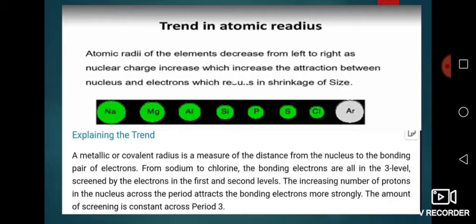Now the trend in atomic radius. When we go from left to right in the third period, atomic radius decreases from sodium to chlorine, and then after chlorine, the atomic radius of argon is large as compared to other elements. This is an irregularity.